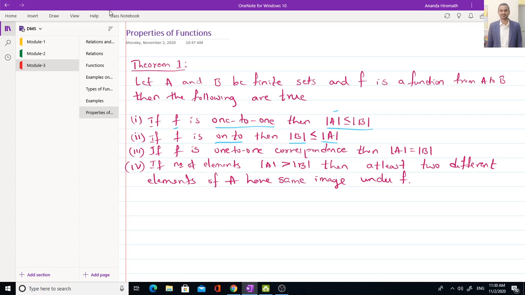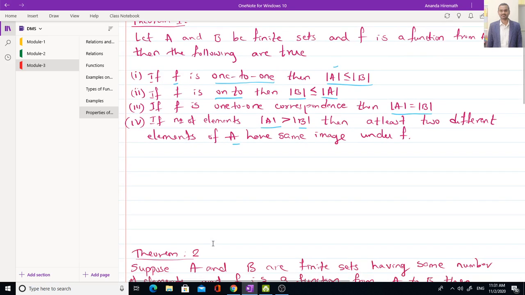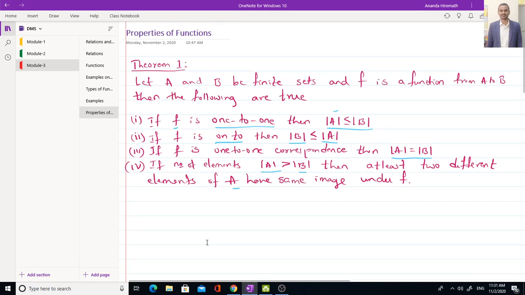If f is a 1 to 1 correspondence, then the number of elements in A is equal to the number of elements in set B. And the last one: if the number of elements in A is greater than the number of elements in B, then at least two different elements of A have the same image under f. Now let us try to prove these results one by one.